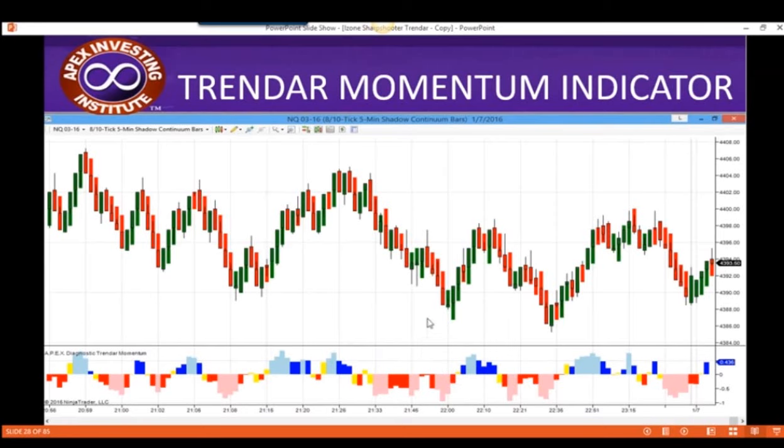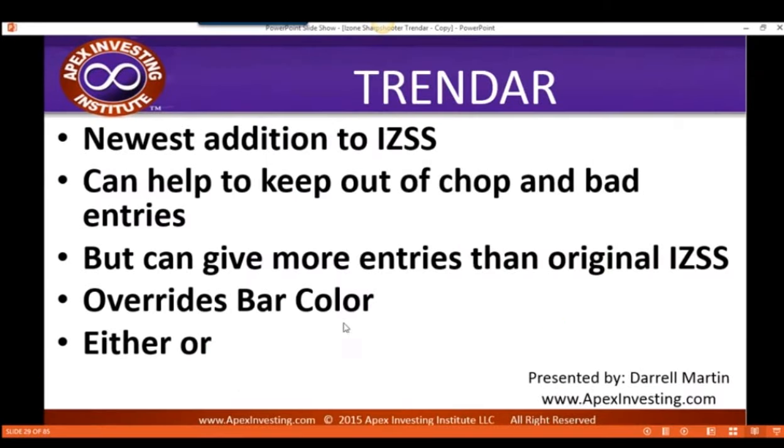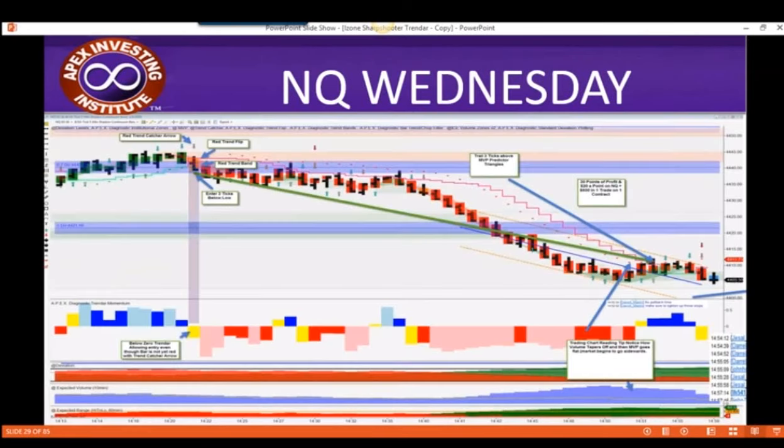And this is our newest addition to I-zone sharpshooter. It's also a chop indicator. It can keep you out of chop and out of bad entries, but it gives you a lot more entries than just the original I-zone sharpshooter. It can override the bar color. It can be either or. What do I mean by that?